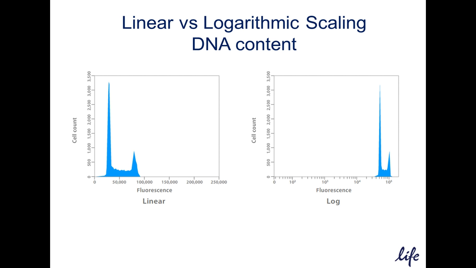Conversely, in an experiment to measure DNA content in cells, we're dealing with a narrow range of fluorescent values. When this data is displayed on a log scale, as seen on the right, important subtle differences may be obscured. When the same data are plotted on a linear scale, as seen in the plot on the left, the specific distribution of DNA amounts is much more apparent.